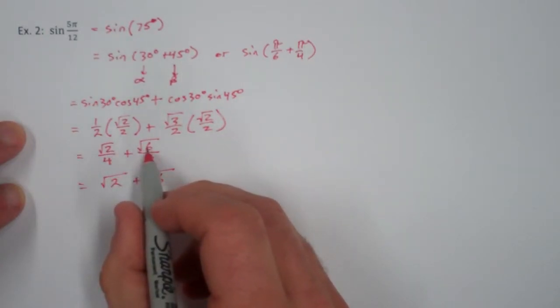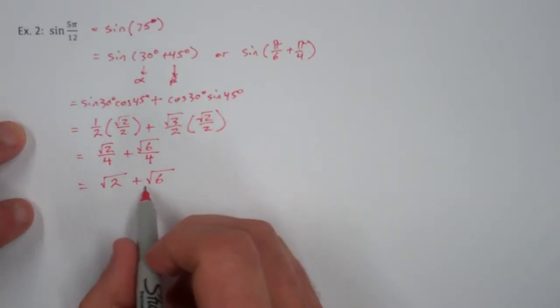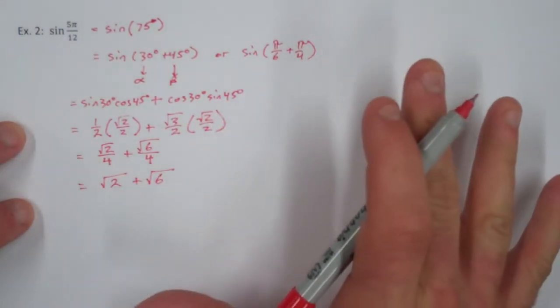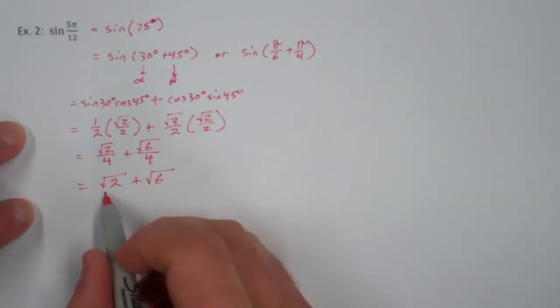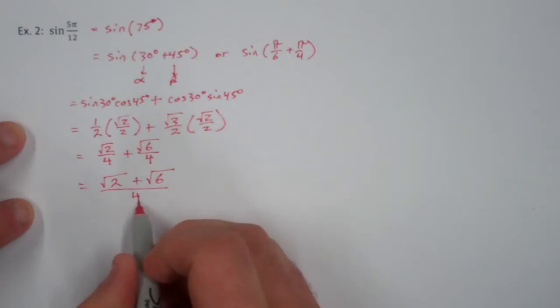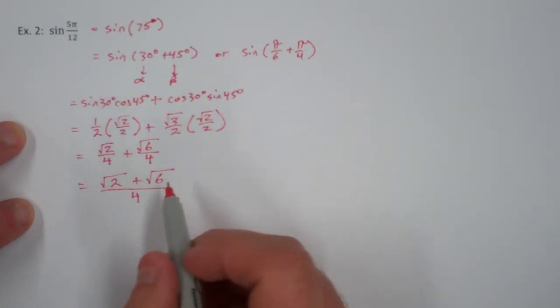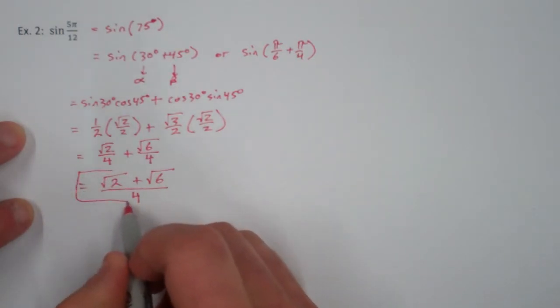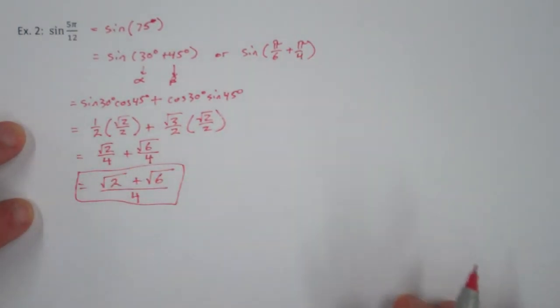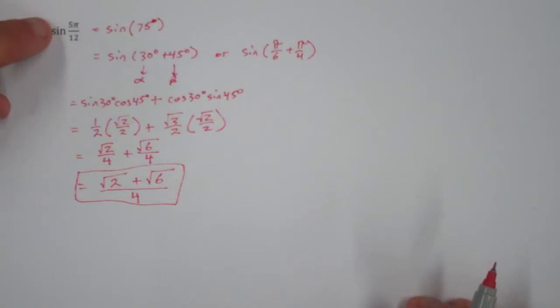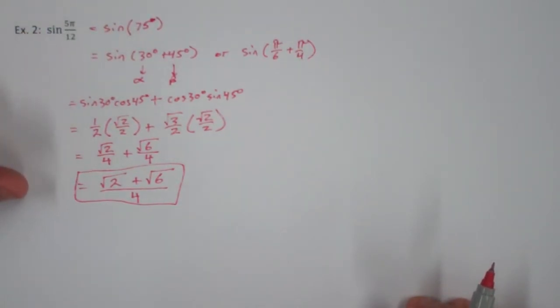Remember, you can't add these two figures together. Root 2 plus root 6 is totally not equal to root 8. Don't do that. And if you think you can, just plug it into your calculator. Root 2 plus root 6 is not the same as root 8. Anyway, here's our final solution here, or at least our simplified version of the sine of 5 pi over 12. Also the sine of 75 degrees.